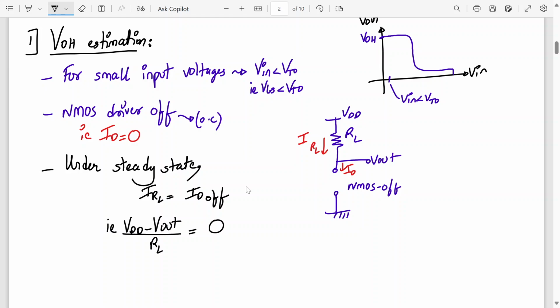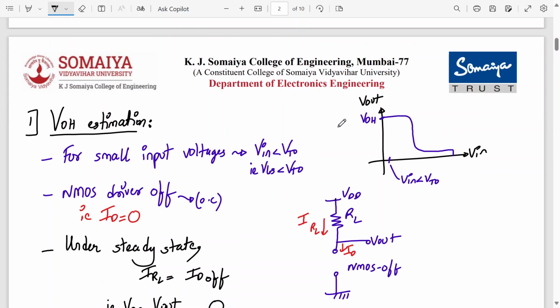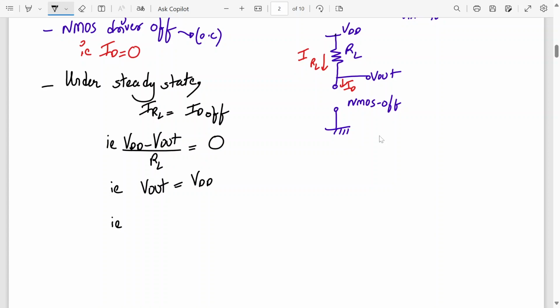IRL is flowing through two voltage points, VDD and V out. So the subtraction of two voltages, VDD minus V out, upon resistance RL is IRL. Now we push this over here. So V out is basically equal to VDD. And what is the V out value over here? V out value when Vin is very small is VOH. So we are actually estimating VOH. So that is nothing but V out equal to VOH. So instead of V out, we substitute VOH.